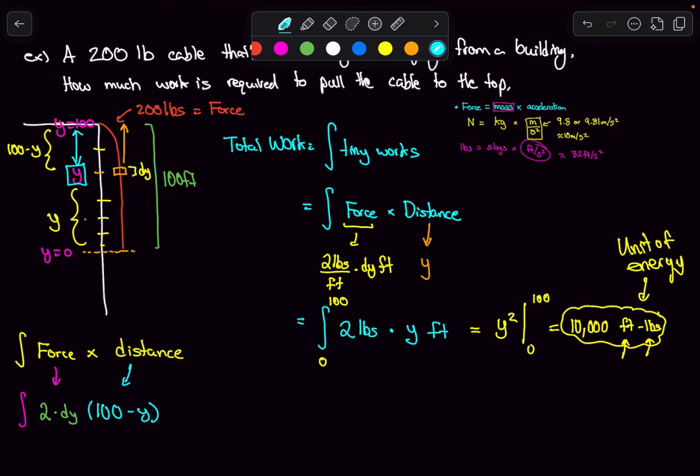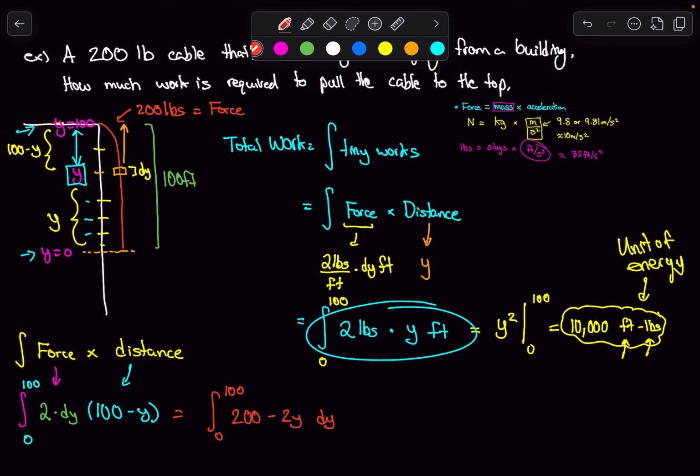And then my bounds, well, I'm still taking all these slices at various y values, so we're still going from y is equal to 0 to y is equal to 100. And this looks like a very different integral, right? I have 2y over here, I've got this thing over here. Let's evaluate it all the same. Let's do it. So we'll have an integral from 0 to 100 of 200 minus 2y dy. And then, so this is going to be, let's see, 200y minus y squared, evaluated from 0 to 100.